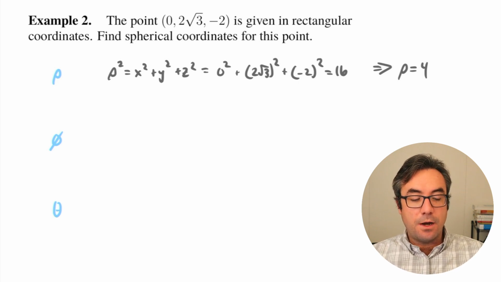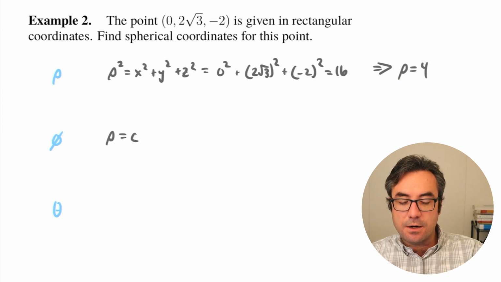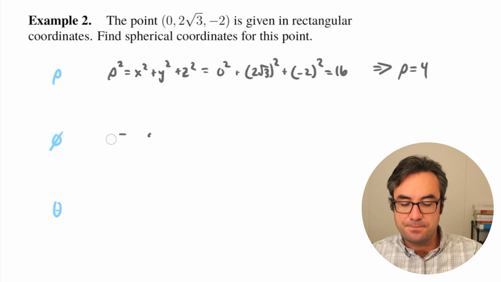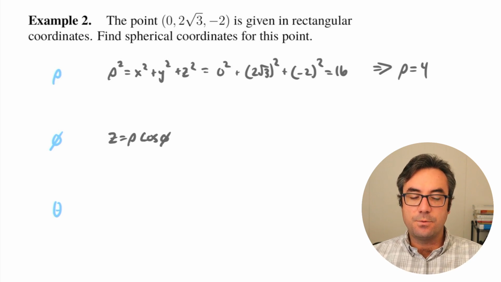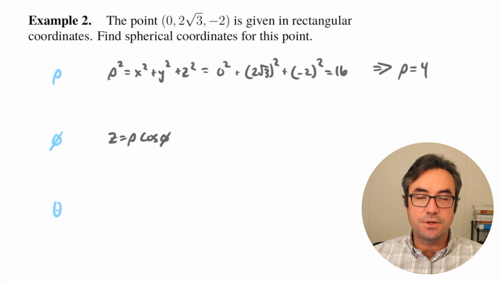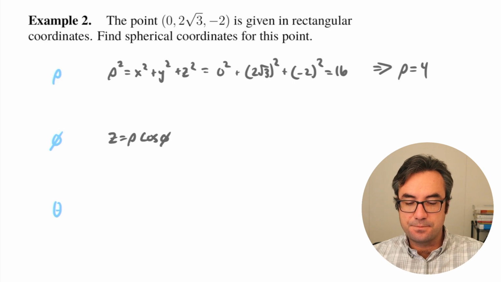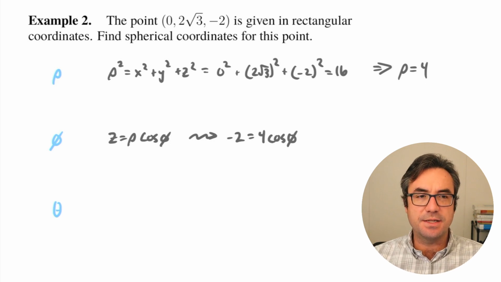Now, once we know rho, we can use our z equation. So z is equal to rho times cosine of phi. We know what z is, we know what rho is, and we can use that to solve for phi. All right, so let's plug in our values. We know z is -2. We know rho is 4. And we don't know what cosine of phi is, so we'll just leave that as is.